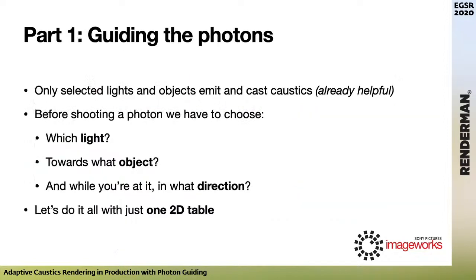And the first is the guiding of the photons. Remember that this is on demand, so the artist is choosing the light sources and the object targets. That's already helpful, because if you have a very small object casting caustics in a very big environment, just choosing the object is going to narrow down the directions of the photon emission quite a bit. But that's not all. We still need to do more. We still need to choose a light between the selected lights and choose an object between the selected objects, and more importantly, a direction to shoot the photon. So the idea is that we're going to do all that with just one table.